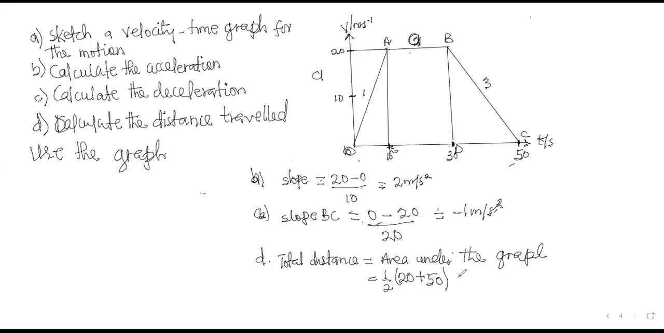$90. No, B. I mean B. B is 50. Don't forget this is 10 plus 20, 30. 30 plus another 20. So the total distance traveled is 50. Okay. So H is 20.